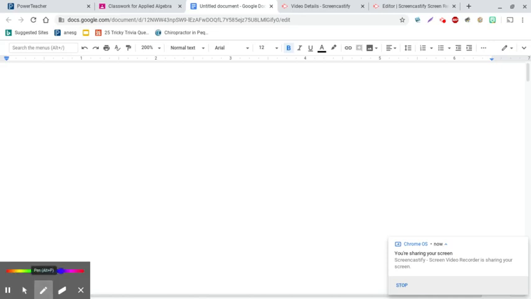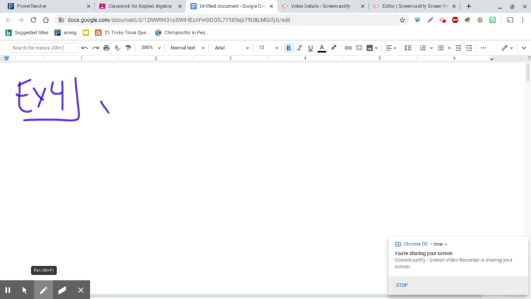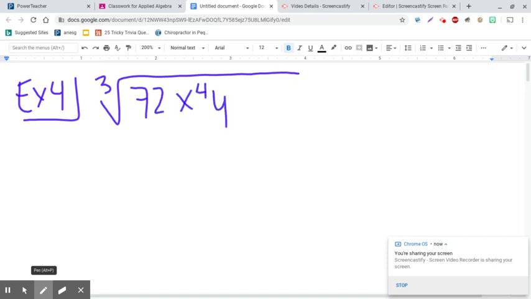All right, guys, now left for example 4, which we are going to do the cube root of 72x^4y^5z^2. All right, guys, so first we're going to break down 72. It's even, so I'm going to do 2.